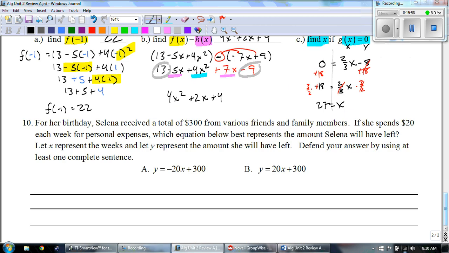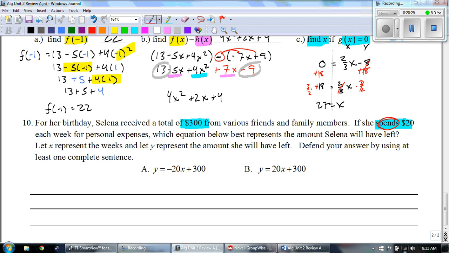All right. So last one. For her birthday, Selena received a total of $300. Nice. From various friends and family members. If she spends, okay, that's a keyword, spends $20 each week for personal expenses, which equation best represents the amount Selena will have left? So, do you think it's A or do you think it's B?